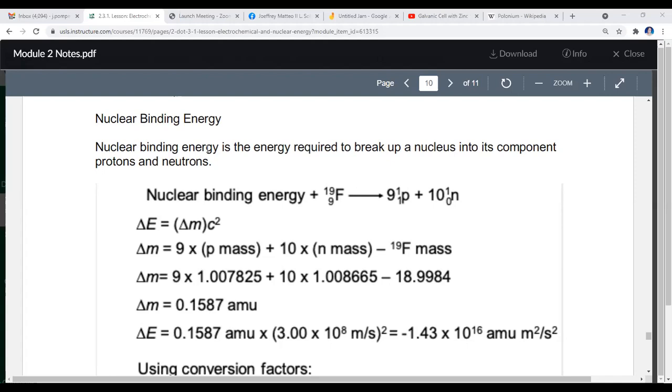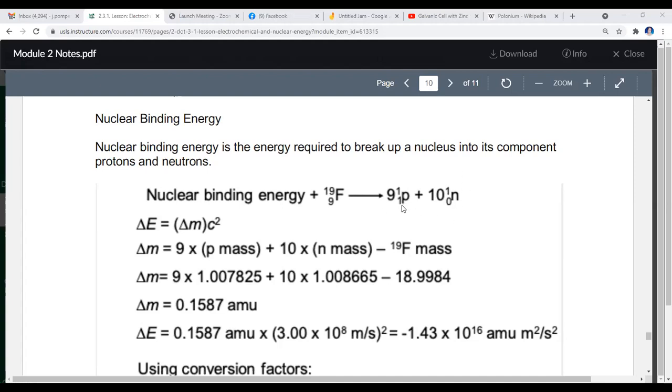Now, nuclear binding energy. What is this? Nuclear binding energy is the energy required to break up a nucleus into its component protons and neutrons. As an example, in the case of the fluorine atom, it is the energy in the process of its nucleus breaking into the proton and the neutron atoms.